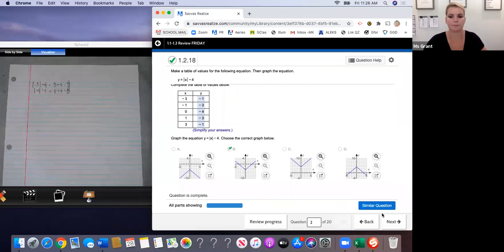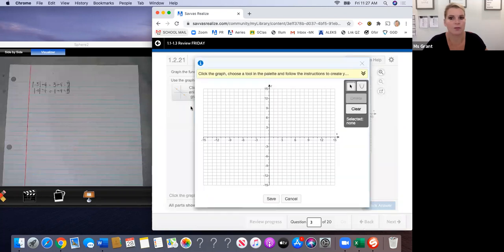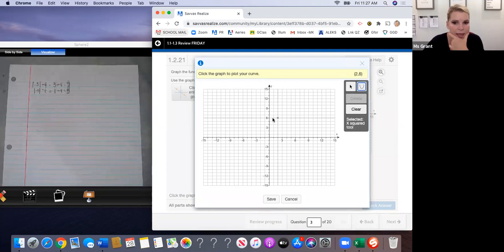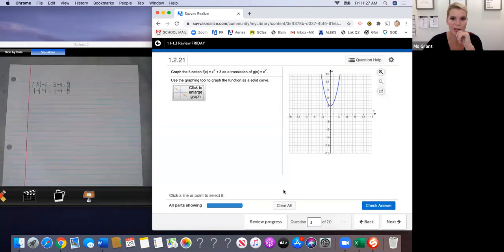Okay, let's move on. Graph the function x squared plus 3. All right, so this graphing with Pearson is a little tricky. So I'm going to click to enlarge it. It means an upward shift of 3. My parabola is going to be shifted up 3. I'll click right here on this parabola symbol. And it's shifted up 3, which means it's going to be right there. There we go. That's what it looks like. Just up 3. Okay. Everybody good? Happy?